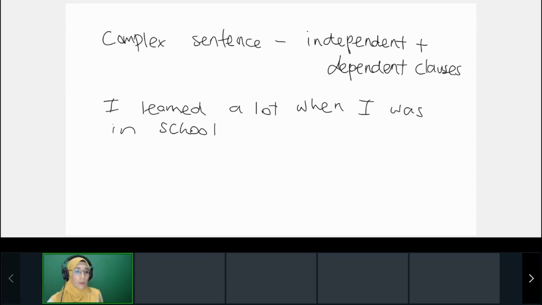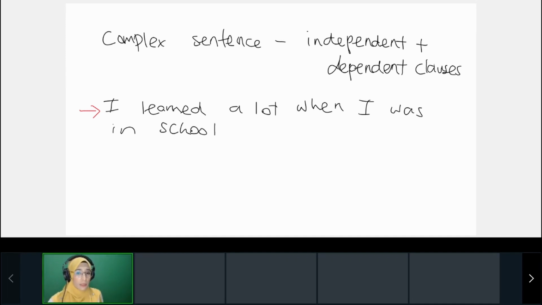Okay, so in this case, you can see that there is one clause that can stand on its own, and there is another one that cannot stand on its own. So that's why it's called a dependent clause. Now, let's try and see which one is which. Although it's in the slides, we can do it together. Okay, so I learn a lot.